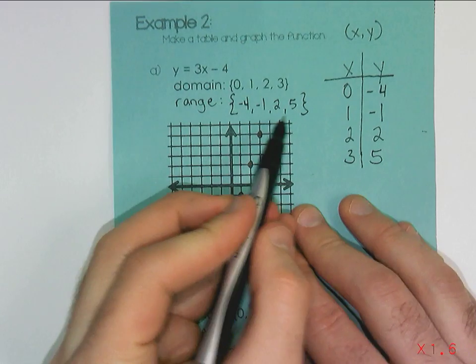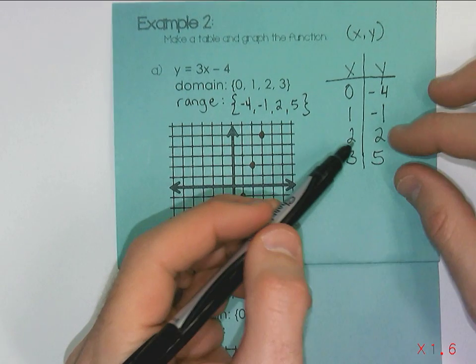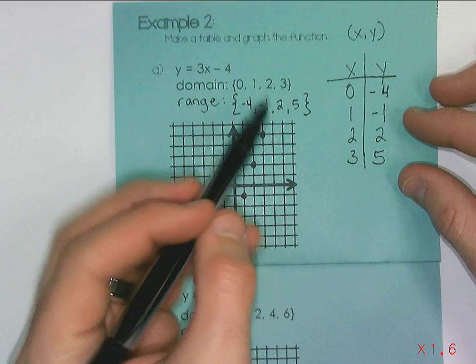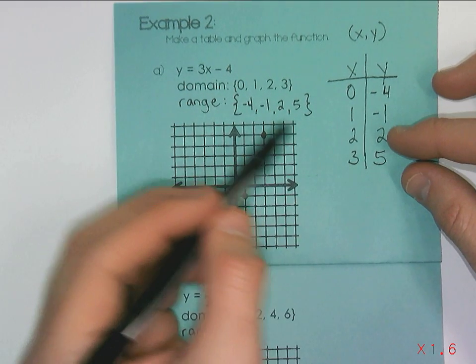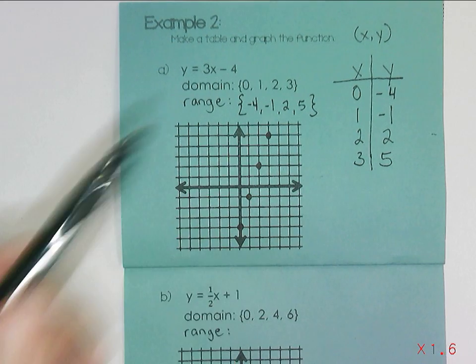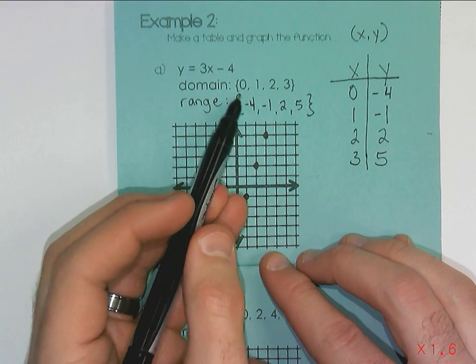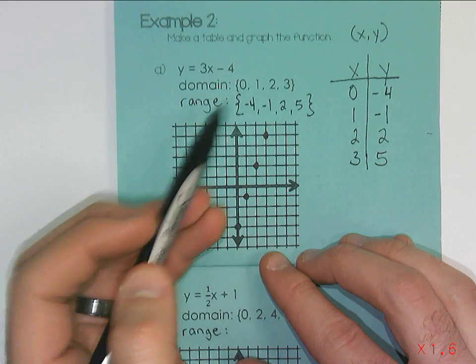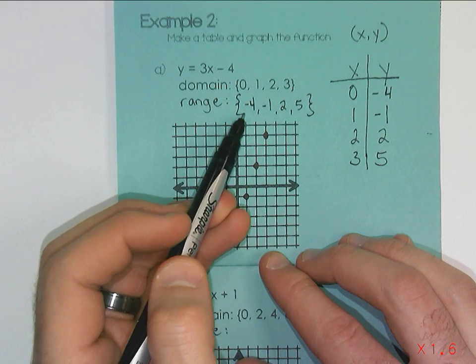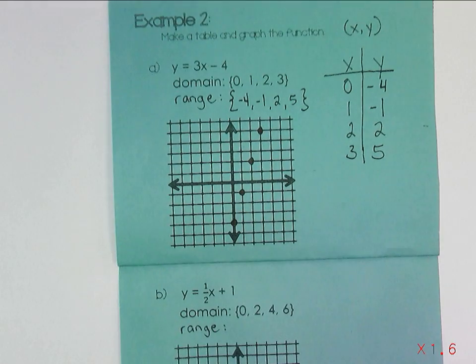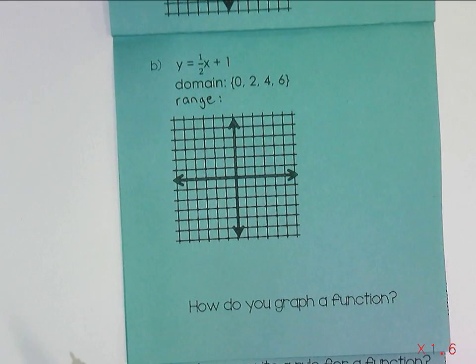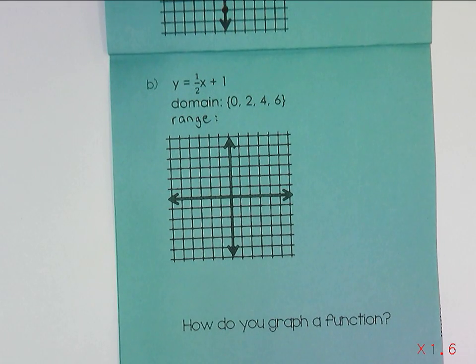And if we ever had a repeated value, like let's say we had 1 going to 2 and 2 going to 2, we would only write 2 down once. We don't need to list it twice. And if you're asked to write down the domain and the range, it's simply writing down your x values for domain and your y values for range. Simple as that. I want you to go ahead and pause here and try the second one here. Remember, you want to draw a table and then graph the function and write down the range.